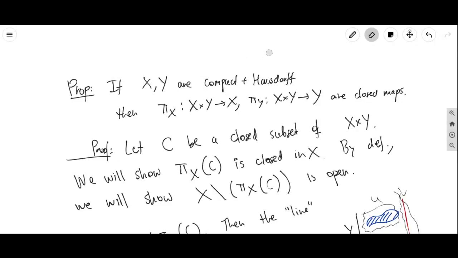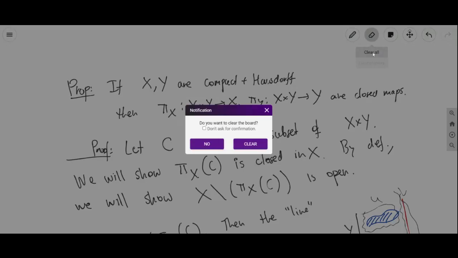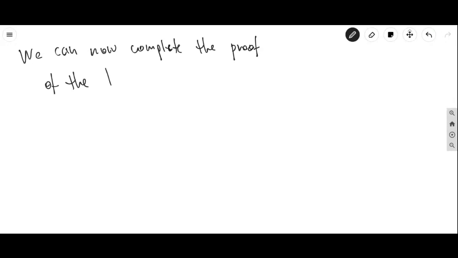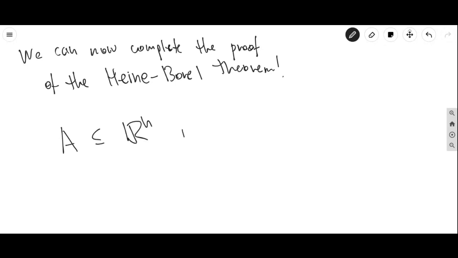So now I want to actually say one more thing before we talk about something that's modern, and it's this. We can now complete the proof of the Heine-Borel theorem. Okay, so what does the Heine-Borel theorem say? Heine-Borel says that A, a subset of R^n, is compact if and only if it is closed and bounded.